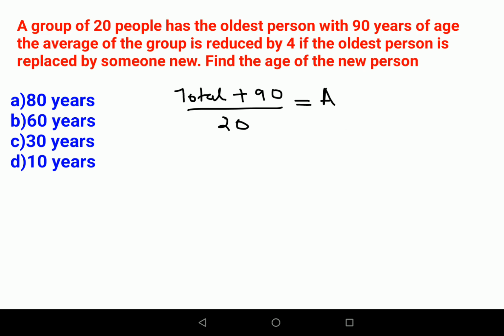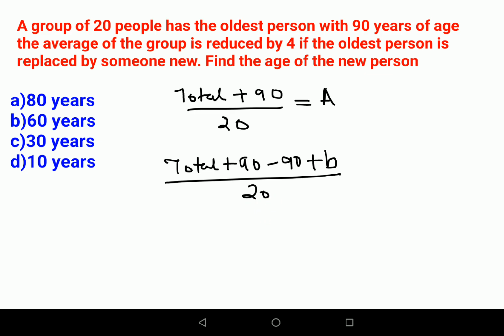Now they are saying that when I replace, meaning this 90 years of age person is removed and we are adding someone new. Let that someone new's age be b. Now you're dividing it by 20, and here the original average reduces by 4.